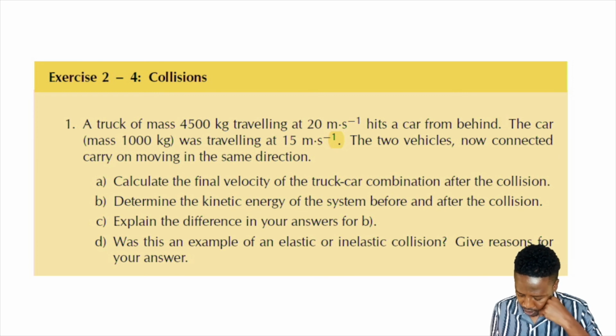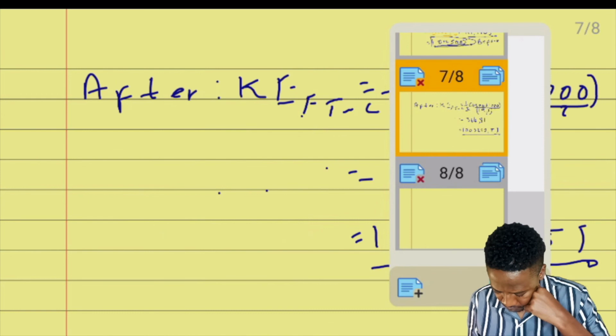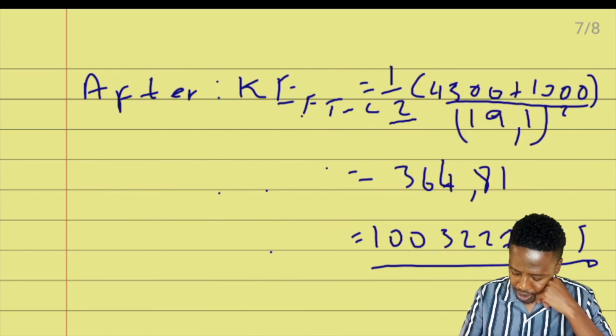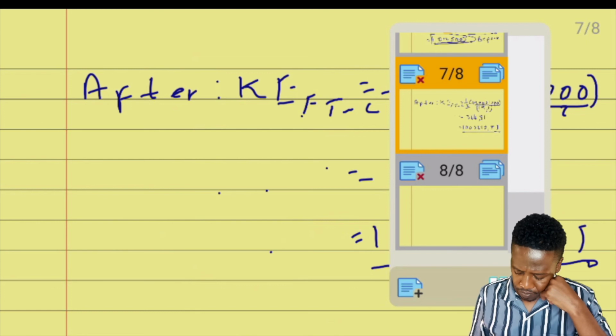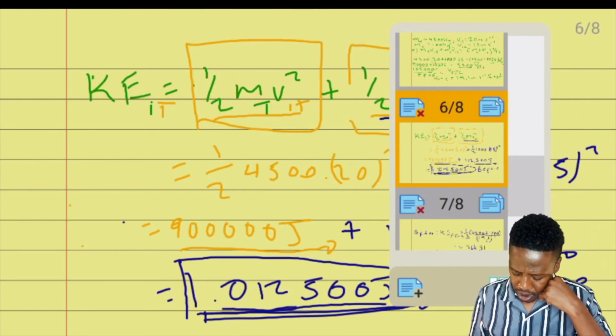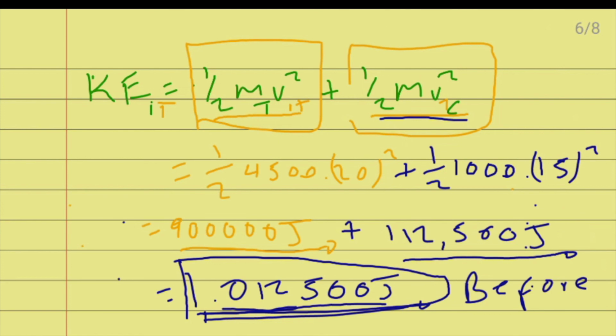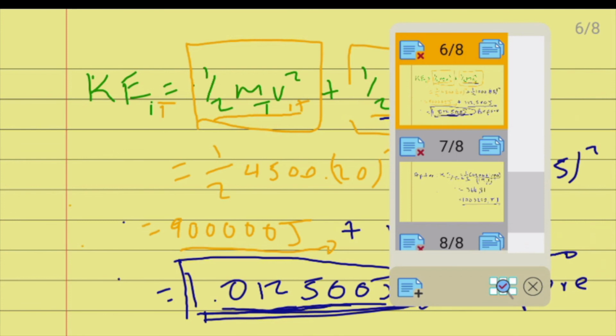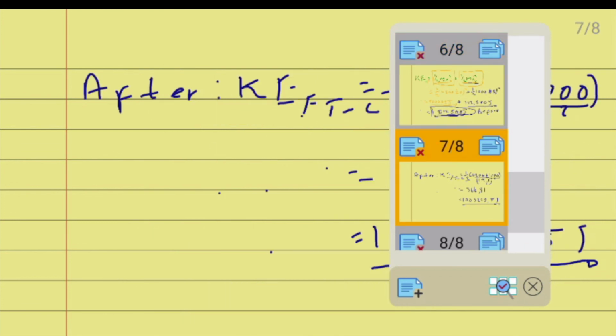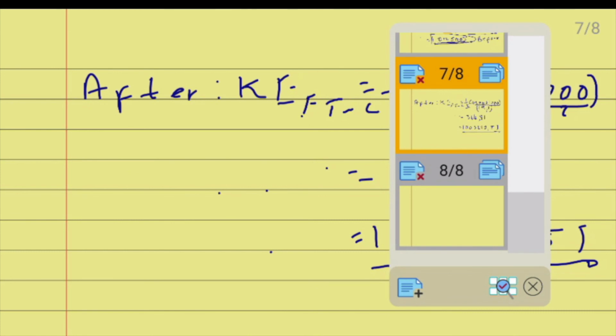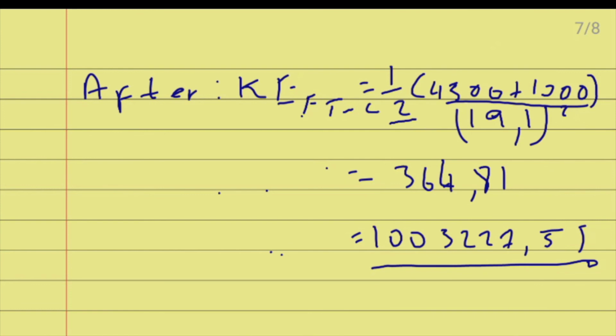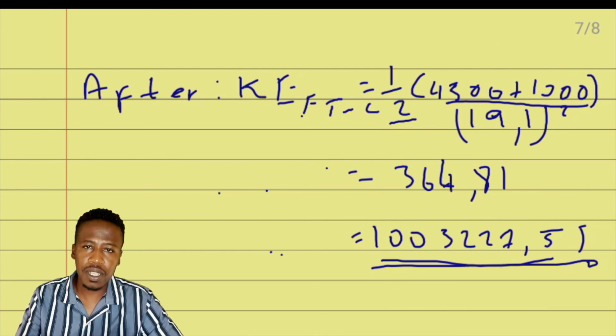And then if we look at after the collision, we got 1,003,227.5, right? Can you see the kinetic energy before the collision is a bit more than after the collision? After the collision, it was 1,003,227, which is a bit less, right? Now they say, explain why the difference in kinetic energy, why are they not the same, right?